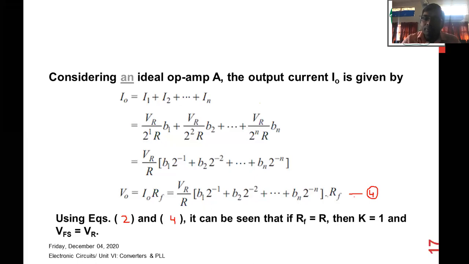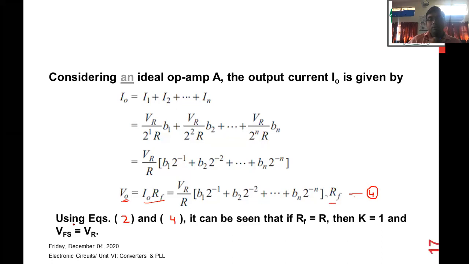So I1 is VR upon 2 raised to power 1 R into B1. I2 is VR upon 2 raised to power 2 R, like this, up to VR upon 2 raised to power n R. So that is from MSB to LSB we are moving. You can see here in this equation, VR upon R is common to all terms. We take it out of the bracket, and the remaining is B1 2 raised to power minus 1 plus B2 2 raised to power minus 2 up to Bn 2 raised to power minus n. So finally you can write V0 is equal to I0 into RF.